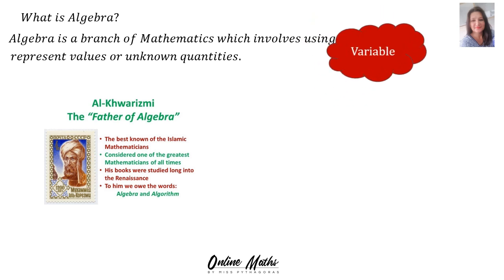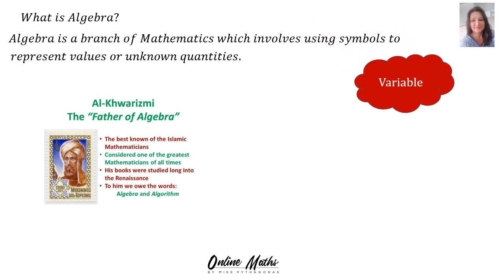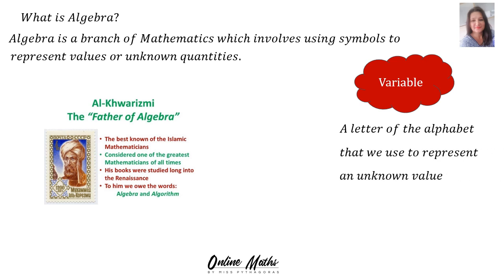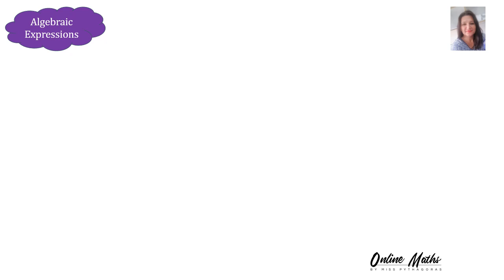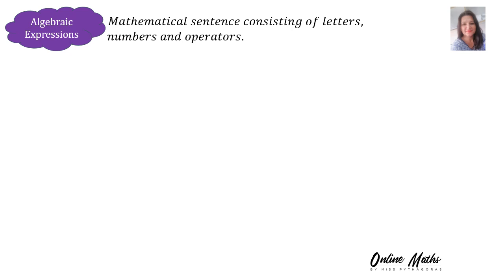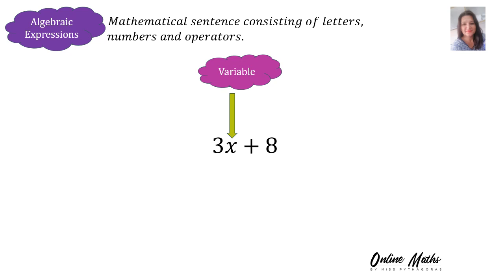Now let's look at some terminology. The first one is variable. A variable is a letter of the alphabet that we use to represent an unknown value, for example, x or y. Algebraic expressions: a mathematical sentence consisting of letters, numbers, and operators. Now when I give you the algebraic expression 3x plus 8, then our variable is the x, the alphabet letter.